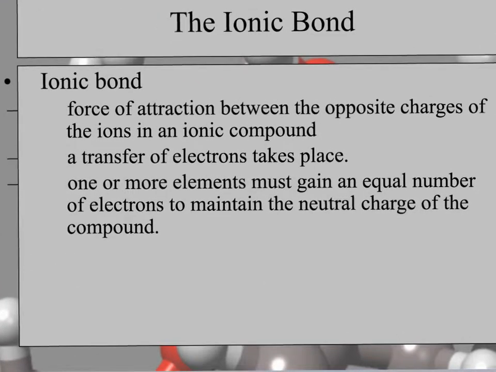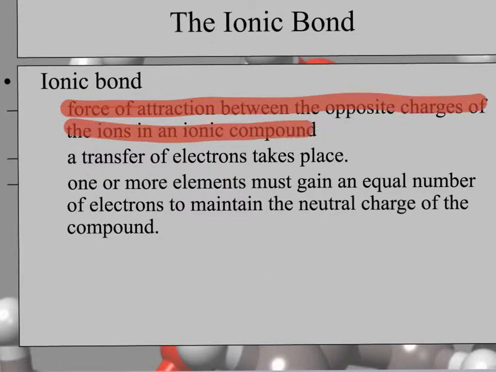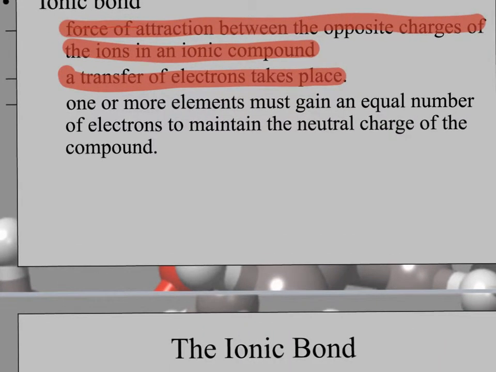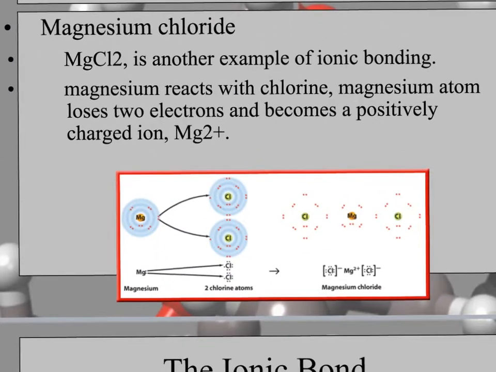So an ionic bond, just to recap, is the force of attraction between the opposite charges of ions in an ionic compound. A transfer of electrons takes place. One or more elements gain electrons, while the other one is losing them. All right, and here's another example.